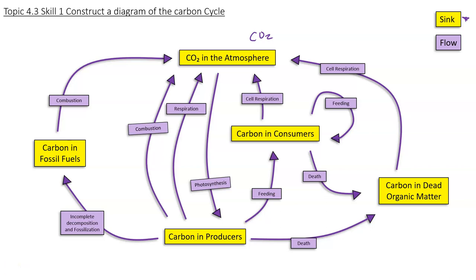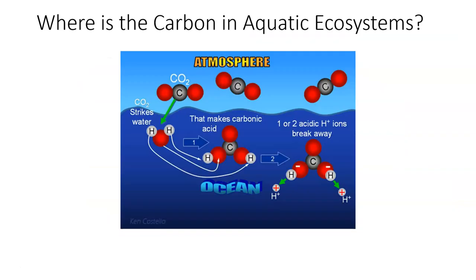Okay, so hopefully you can see the variety of sinks and flows that are available in our environment and how carbon ultimately flows from the atmosphere through organic compounds in living things, ultimately before being released back to the atmosphere. So, where is the carbon in aquatic ecosystems? Atmospheric CO2 concentrations are going to greatly influence what happens to aquatic ecosystems.